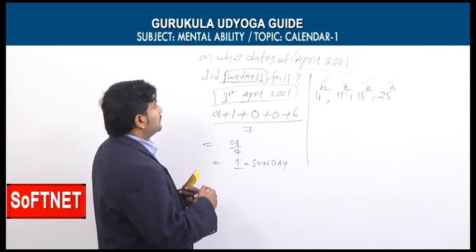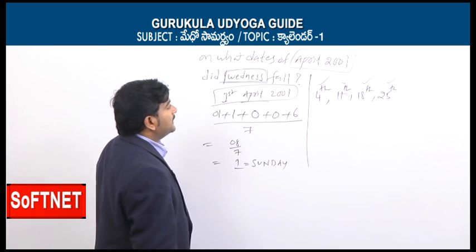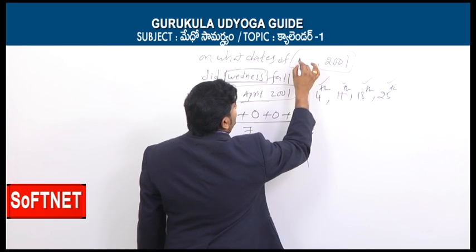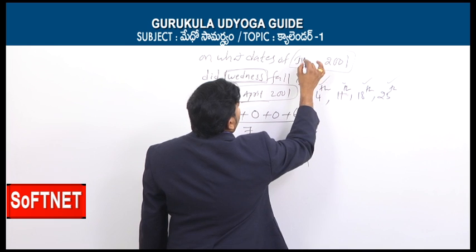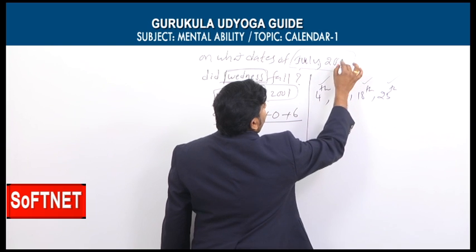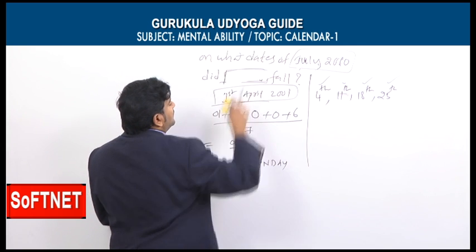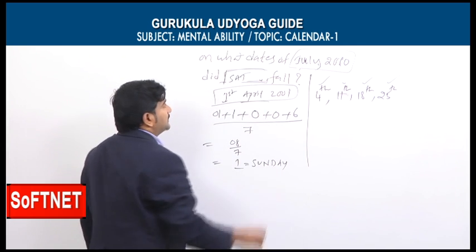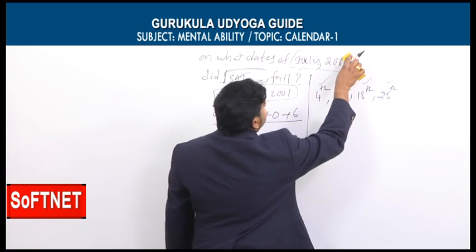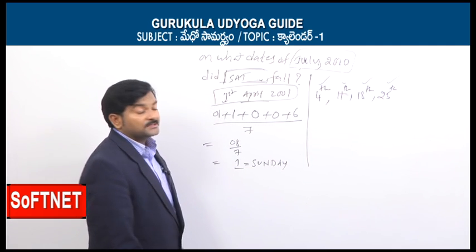Now we will focus on one more model. Let's take a second problem in this model. On what dates of, instead of taking April, now we will take, let's say, your wish, July. On what dates of July 2010 did, instead of Wednesday, we can take Saturday, fall? On what dates of July 2010 did Saturday fall?